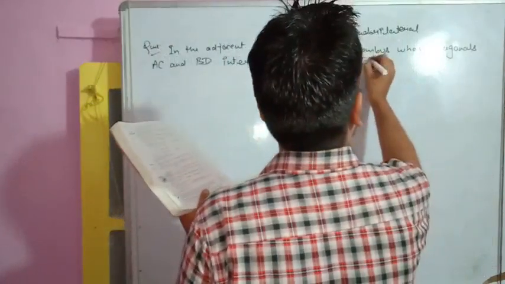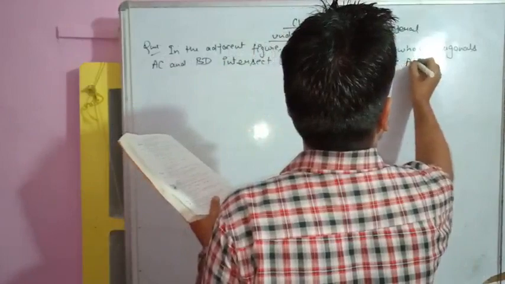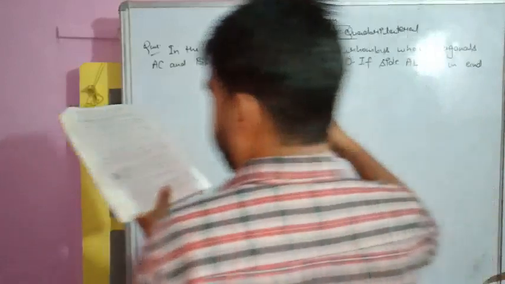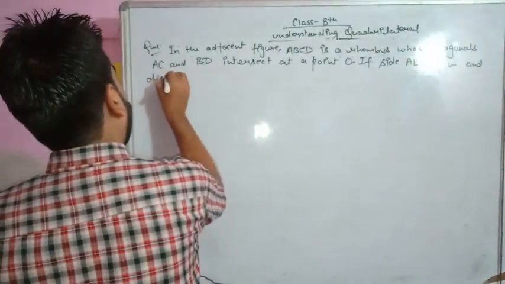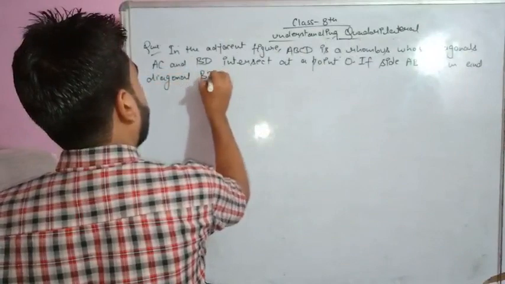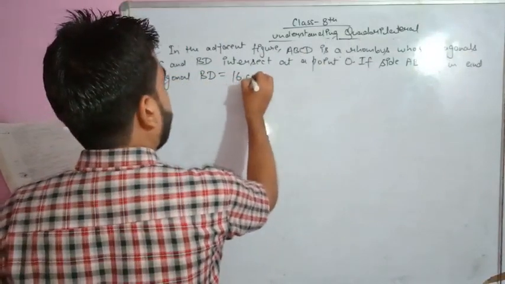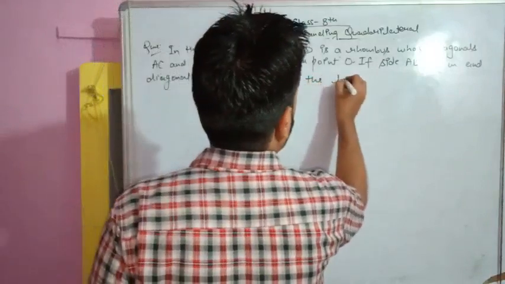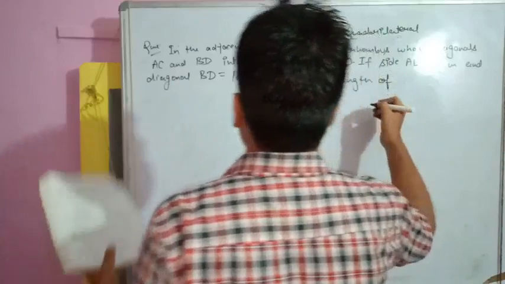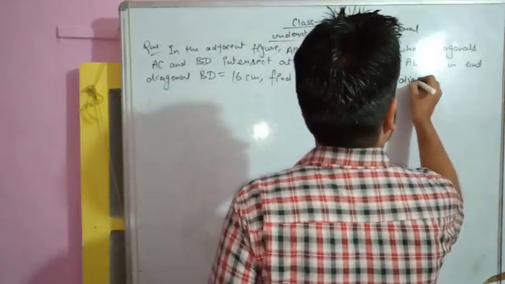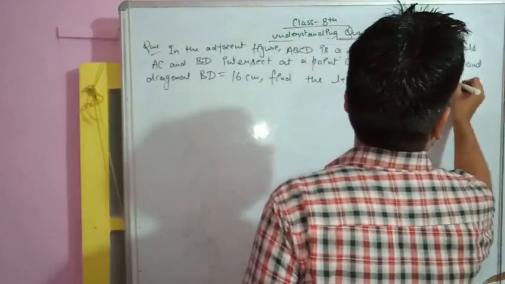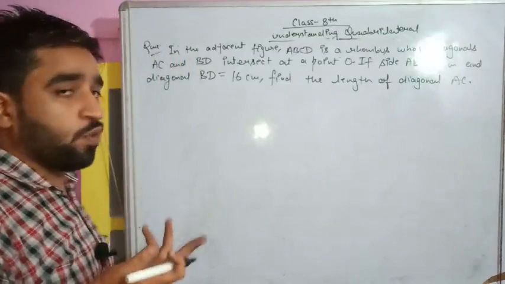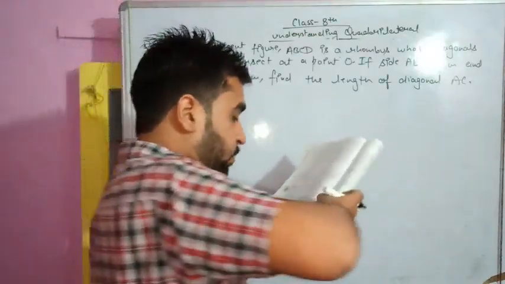If side AB is equal to 10 centimeter and diagonal BD is equal to 16 centimeter, find the length of diagonal AC. So students, in this question it is already written, in the adjacent figure. So the figure will be given to us, no doubt about this. So let me draw this figure.